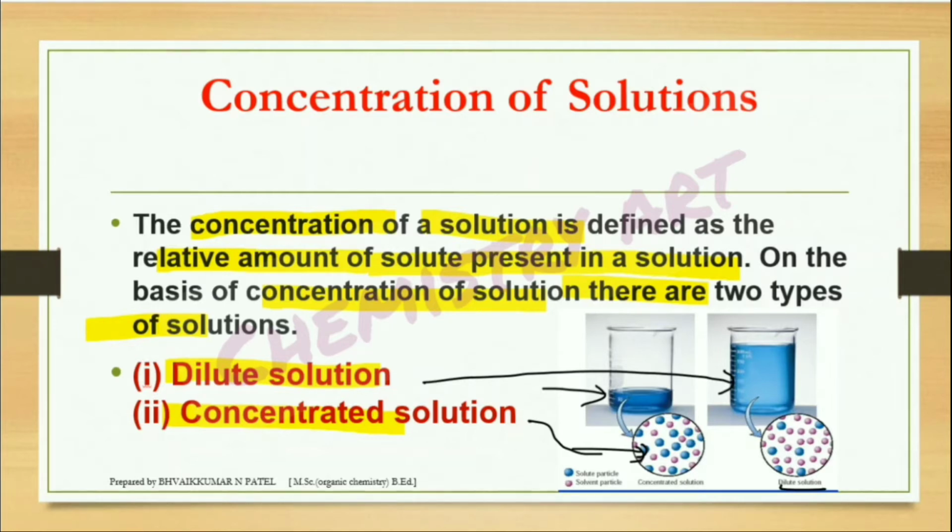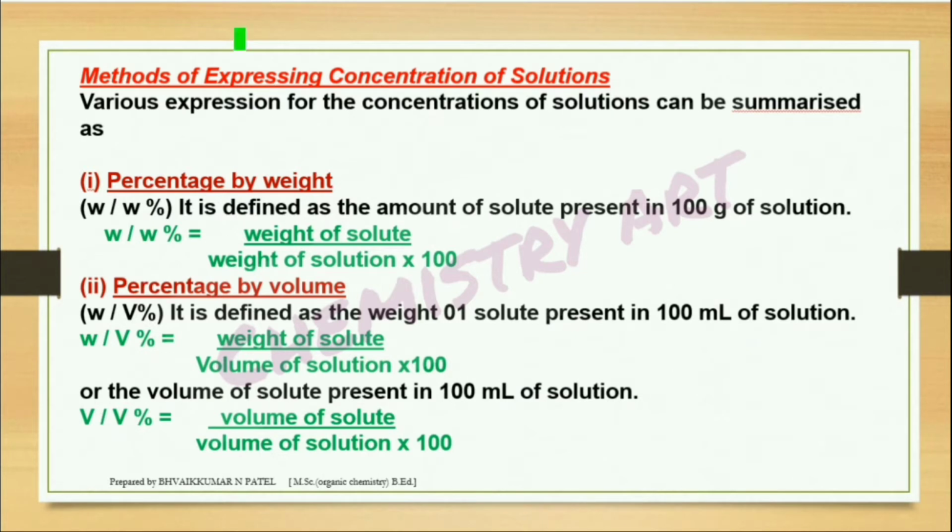Now let's see how you can express this. This is very important: methods of expressing the concentration of a solution. Without expression, how can you say this is dilute, and how much dilute? The number is required, and for that different expressions are there. First of them is percentage by weight, known as W by W percentage. It is defined as the amount of solute present in 100 gram of solution. Generally we take 100, you can take 1000 also, but generally we take 100 gram because it is a percentage.